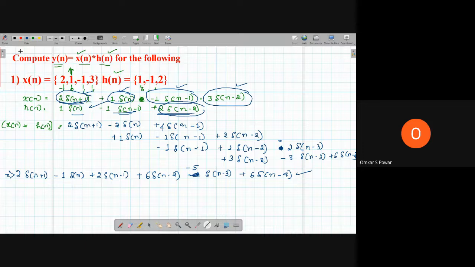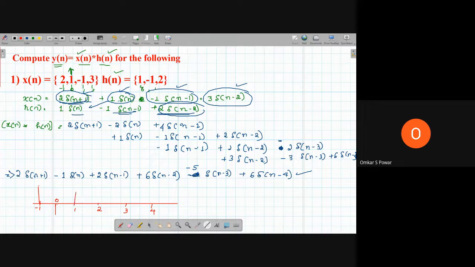Yes, we will do it. So it starts from minus 1, it goes up till 4. So first we'll mark it. So minus 1, 0, 1, 2, 3 and 4. So now what is the value at n is equal to minus 1? It is 2. So let me represent that. So this is 2. At n is equal to 0, it is minus 1.